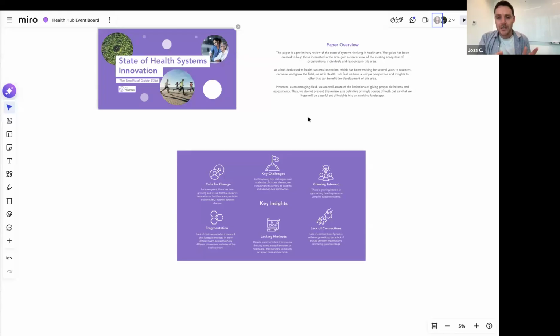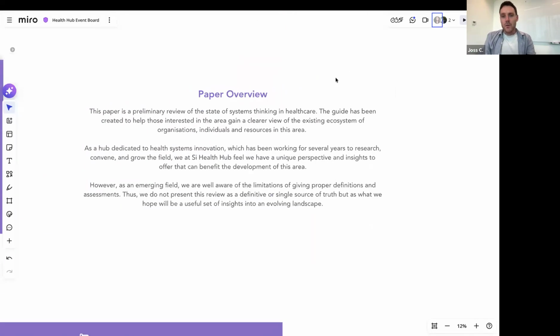I'm going to highlight these six main takeaways for us, and then we will move forward. We'll go into details of the paper a bit further along, so we can unpack all of that. But it's really trying to get this overview of where we are, the state of systems thinking in healthcare, and trying to give a broader view of the ecosystem.